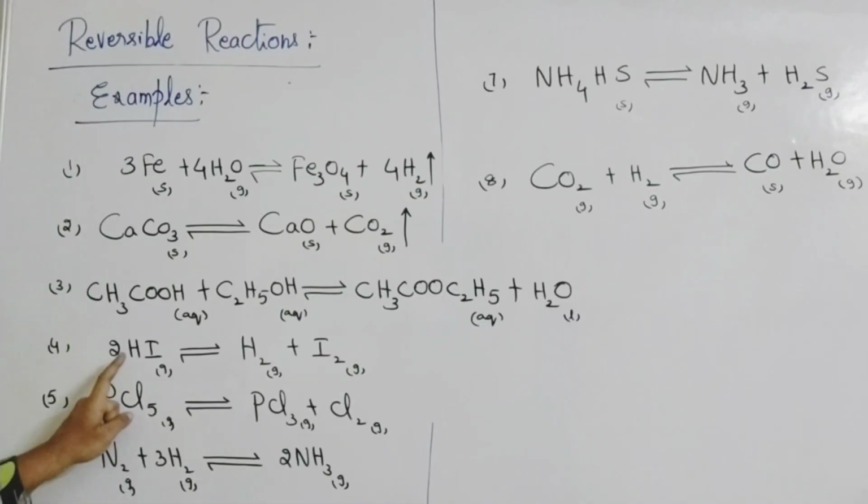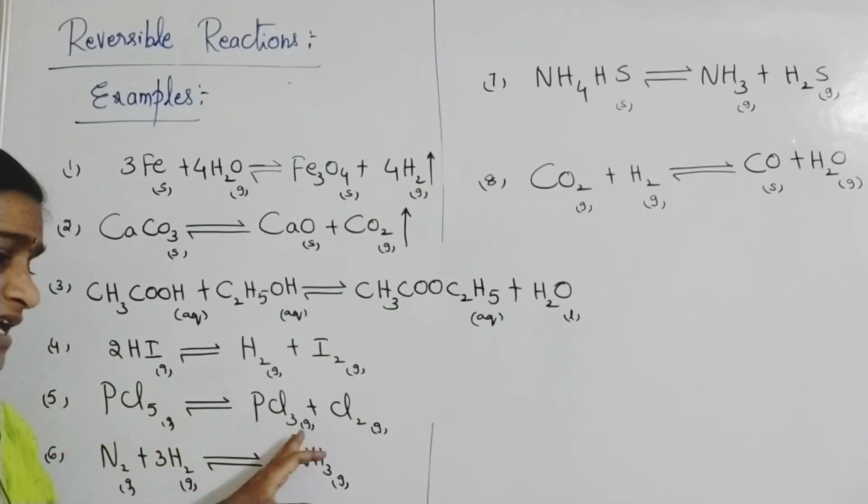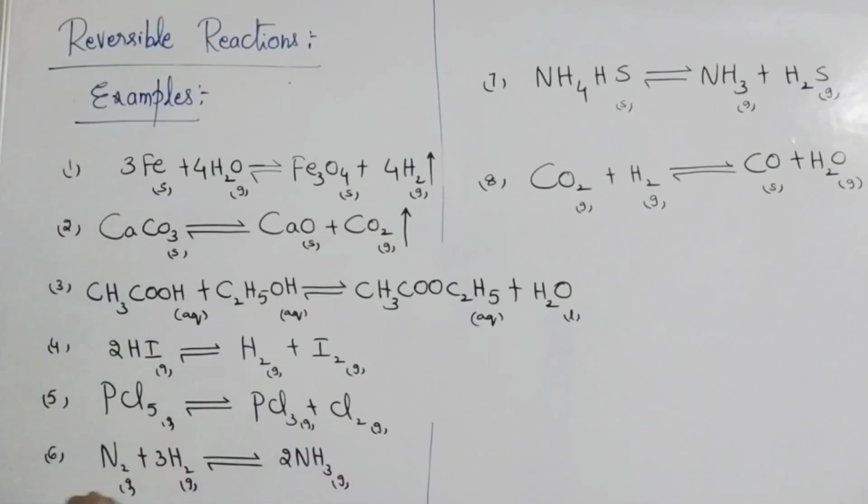Next, 2HI, hydrogen iodide. On heating, it gives rise to H2 plus I2. Reversible it is. PCl5, phosphorus pentachloride, gas form. It will give PCl3 and Cl2. These two are also gases. That's why the reaction has to be carried out in closed containers.